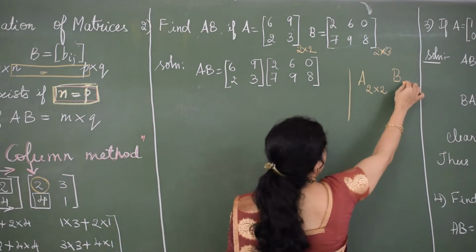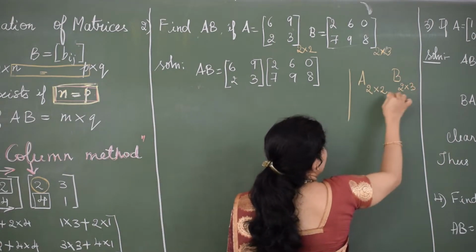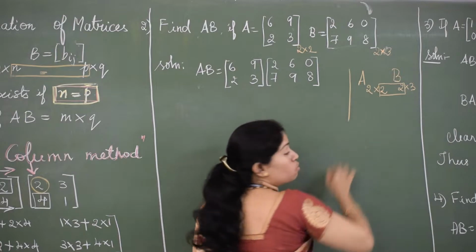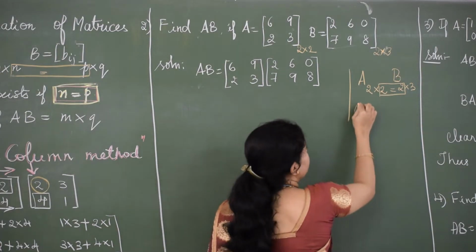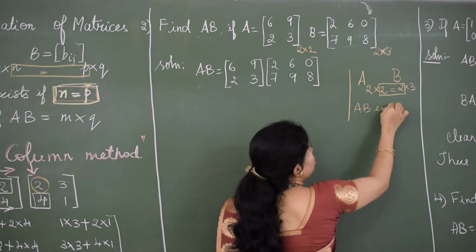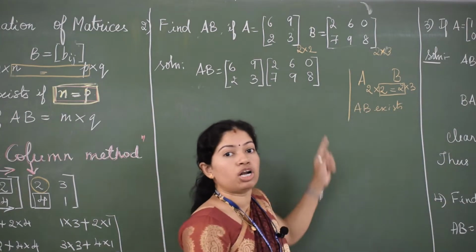Write the order of that. It is 2 cross 3. Check whether the middle two numbers are the same. See here, it is 2. Both are the same, which means the product AB exists. So if it exists, let us find the order of that product.